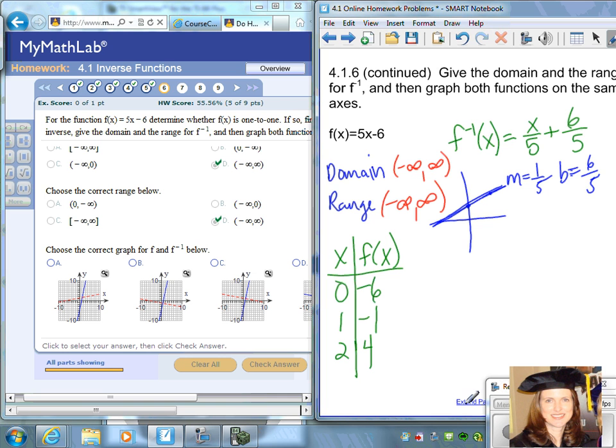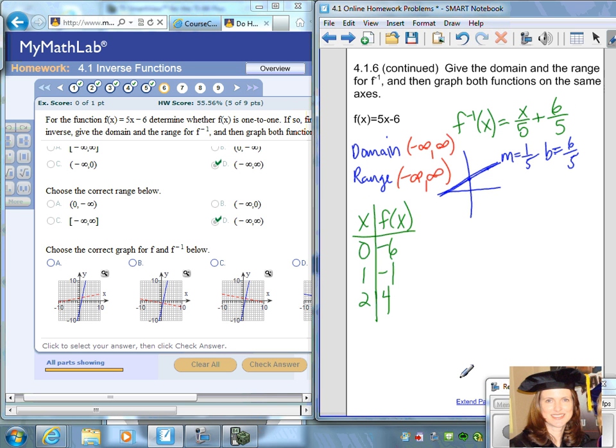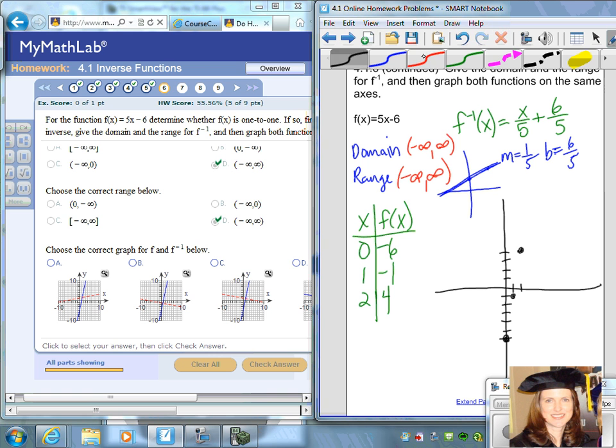The neat thing about inverses is that once you have a graph of the original function, you can find the graph of the inverse simply by interchanging the x's and the y's. So I'm going to plot the points 0, negative 6, 1, negative 1, and 2, 4. Connect those with a line, and it looks like they're using a blue line for the original function. So this is your f of x.